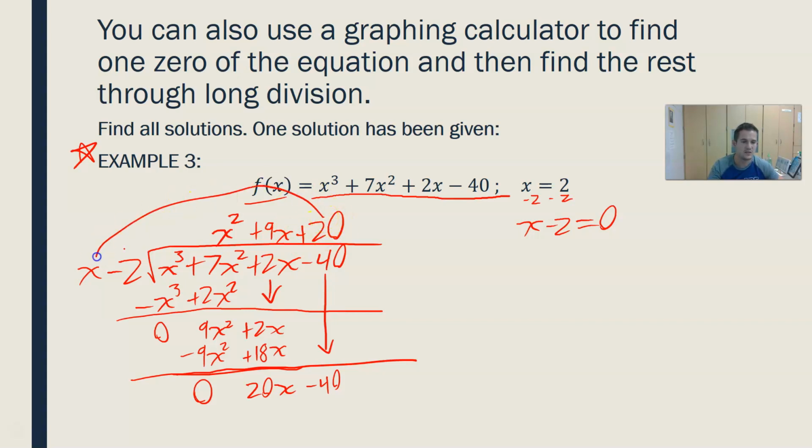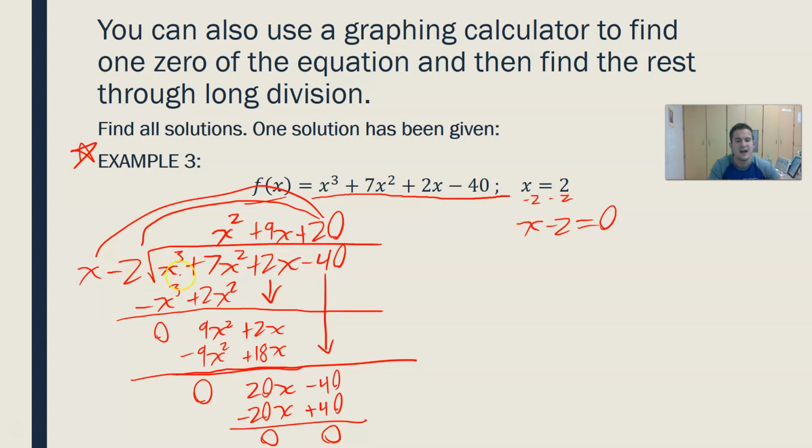Now I'm going to multiply 20 times x and 20 times negative 2. 20 times x is 20x. 20 times negative 2 is negative 40. See what's happening? When I subtract or change signs, 20x minus 20x is 0. Negative 40 plus 40 is 0. What times x is equal to 0? 0. I'm done. My remainder is 0.